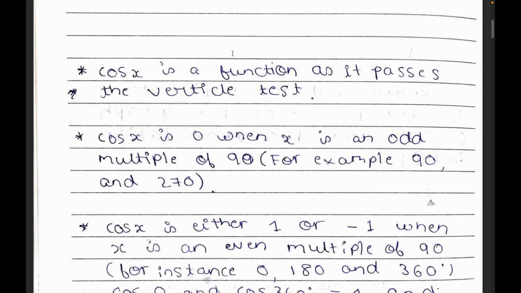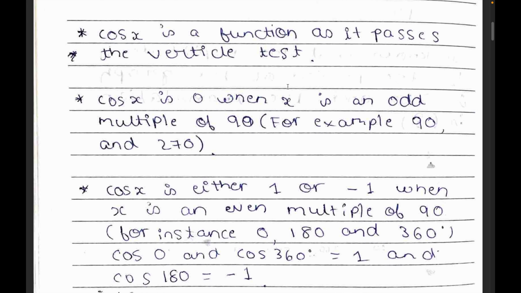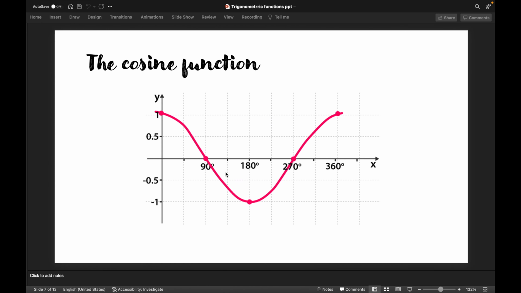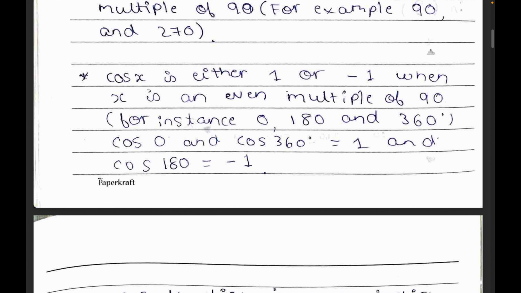The cos x is a function as it passes the vertical test. Also ignore the spelling. A vertical test is a test for a relation. So if it passes the vertical test, it means it's a function. Cos x is 0 when x is an odd multiple of 90, for example, 90 and 270, as we can see here. And then cos x is either 1 or minus 1 when x is an even multiple of 90.